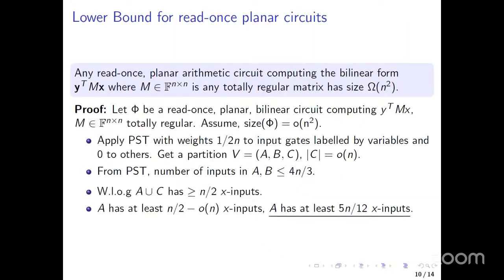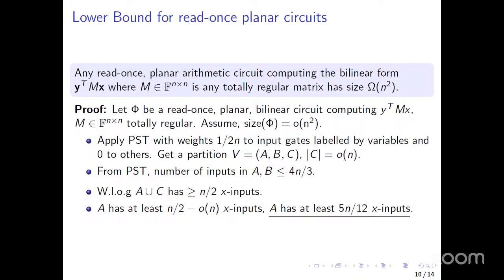Okay. So there are three parts A, B, and C. I hope you will remember the picture. A, B, and C together have 2n inputs: n x inputs and n y inputs. So either A union C should have at least n/2 x inputs, or B union C should. Let's assume that A union C has. Of those inputs, some may be in C, but only sublinear many can be in C because C itself had small size. So you subtract those out, and A has quite some number of x inputs.